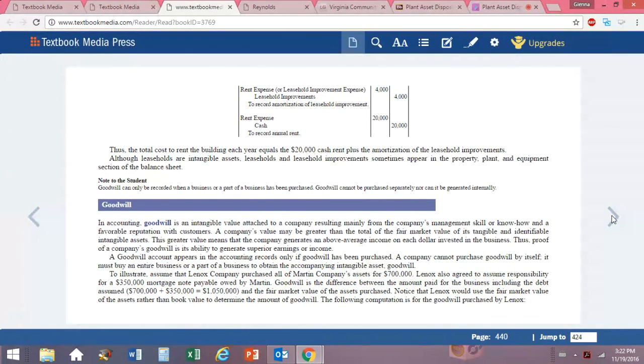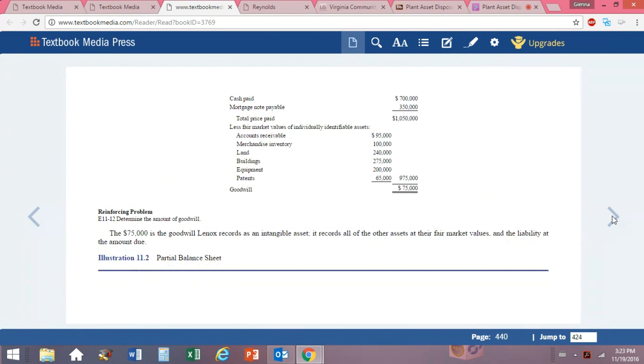It is not amortized, but every year companies have to analyze that account and see if it is still worth that additional money that you paid. And if it's not, then it's called impaired, and you have to make an entry to take the value of that goodwill down. This is a subject beyond Principles 1 for the most part. Just want you to know what goodwill means. It just means that a company pays more for another company than the assets less the liabilities.